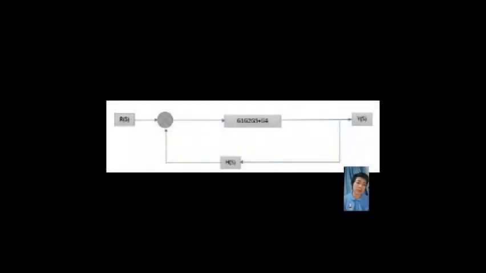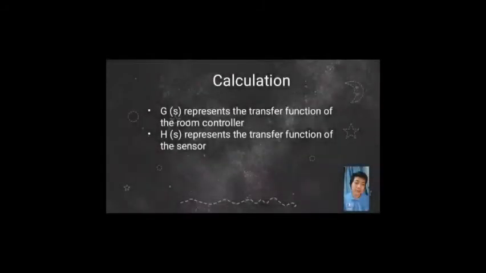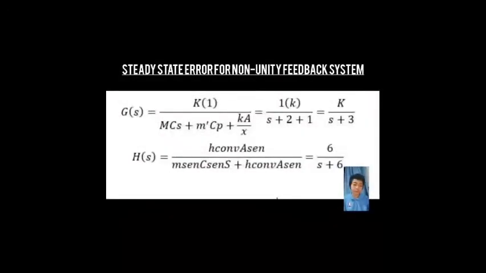As an example, by using the common formula, which is G(s) divided by 1 plus G(s)H(s), G(s) represents the transfer function of the room controller and H(s) represents the transfer function of the sensor. So how to apply this transfer function formula? Below are the calculations. As you can see, using the steady state error for non-unity feedback system, we use the formula to calculate.